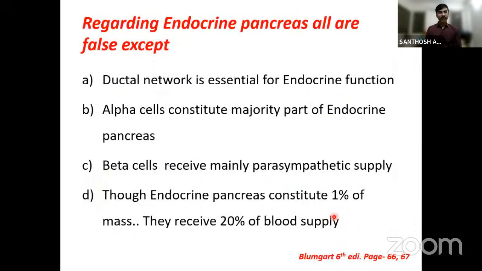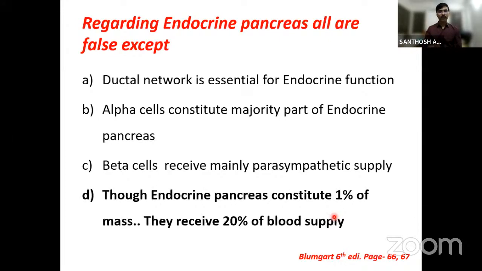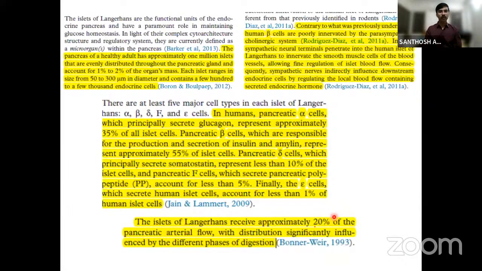Regarding endocrine pancreas, all are false except. So the question is, which among the following is true? Ductal network is not essential for endocrine pancreas; it is necessary for exocrine pancreas. Majority of endocrine pancreas is contributed by beta cells, 55%. Beta cells receive mainly sympathetic supply, not parasympathetic supply. Though they constitute only 1 to 2%, they receive a massive blood supply of 20%, and that is the true option. So it is a direct question from Bailey.